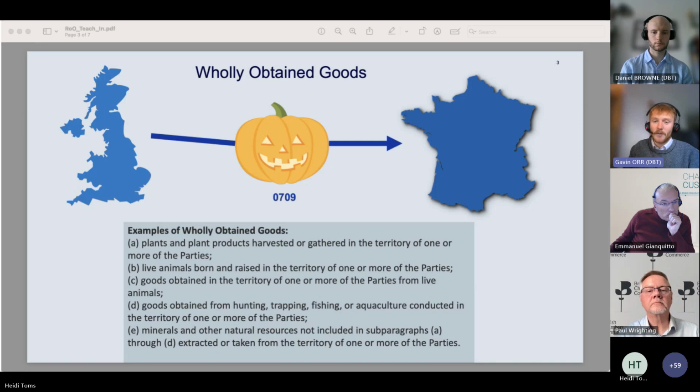So as I said earlier, pumpkins, that's their HS code there. So their HS code is 0709.